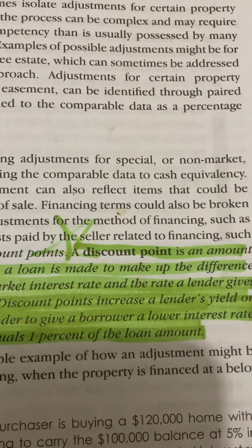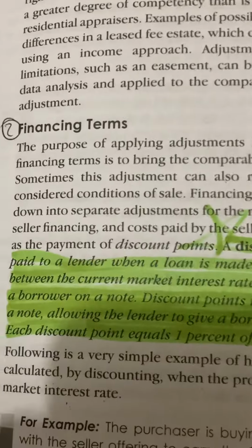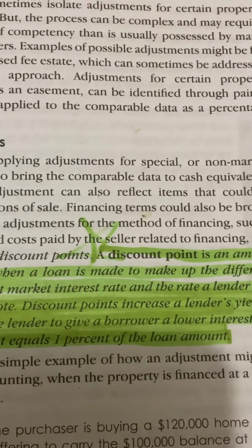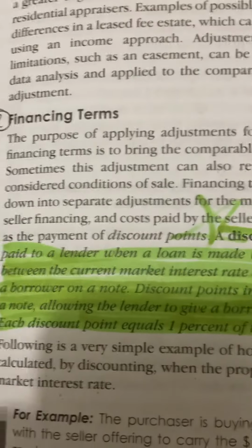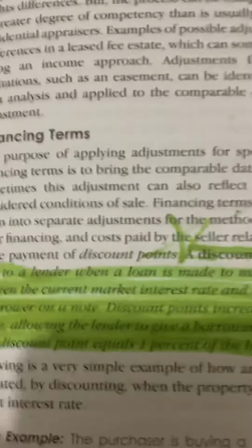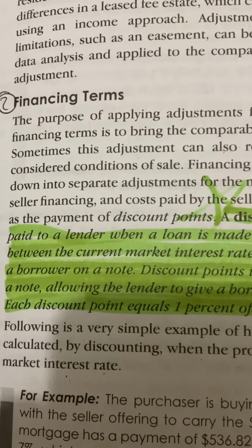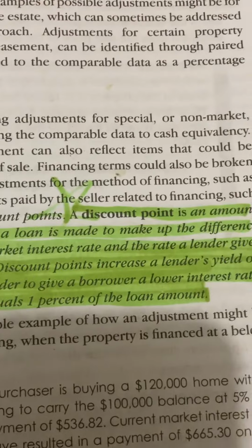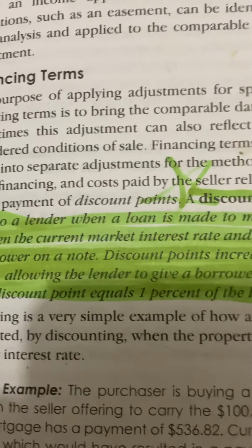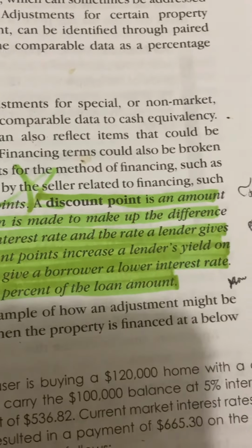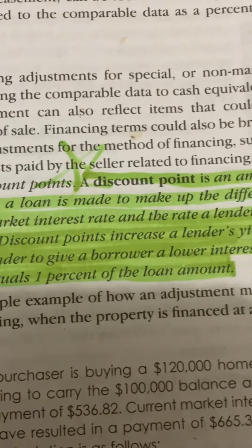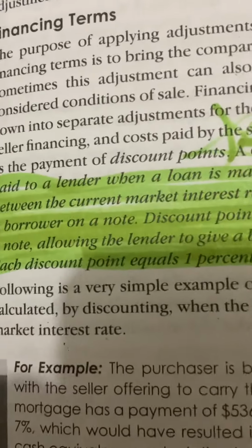A discount point is an amount paid to a lender when a loan is made to make up the difference between the current market interest rate and the rate a lender gives a borrower on a note. Discount points increase a lender's yield on a note, allowing the lender to give a borrower a lower interest rate. Each discount point equals 1% of the loan amount.